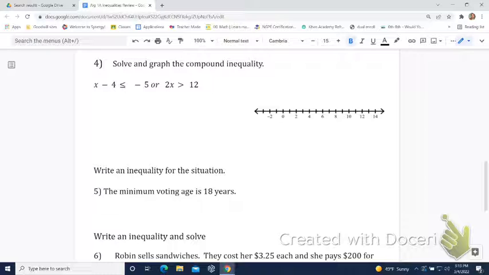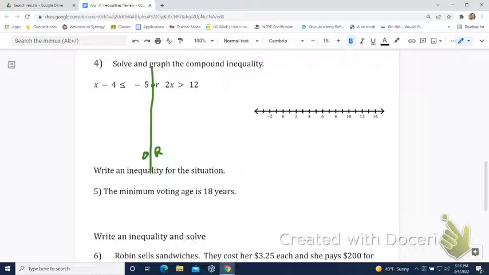Okay, number 4. Now we're going to solve and graph the compound inequality. This time, instead of x being between two numbers, which is an and situation, this time it's an or situation. So when it's an or situation, we're going to solve both inequalities separately, and then they're just going to share the same graph at the end.